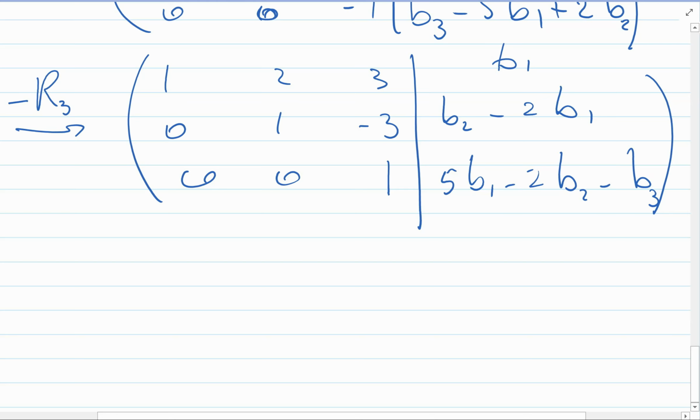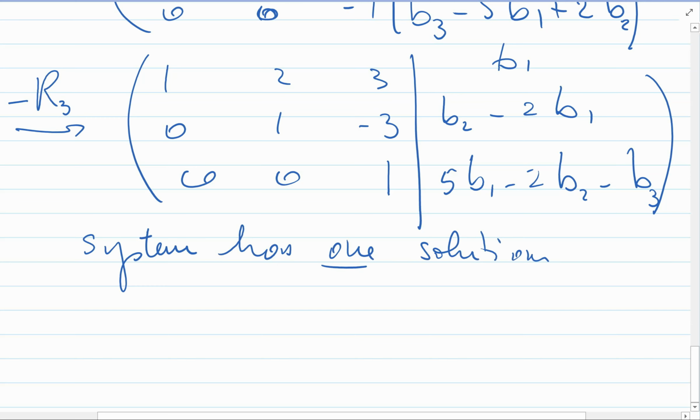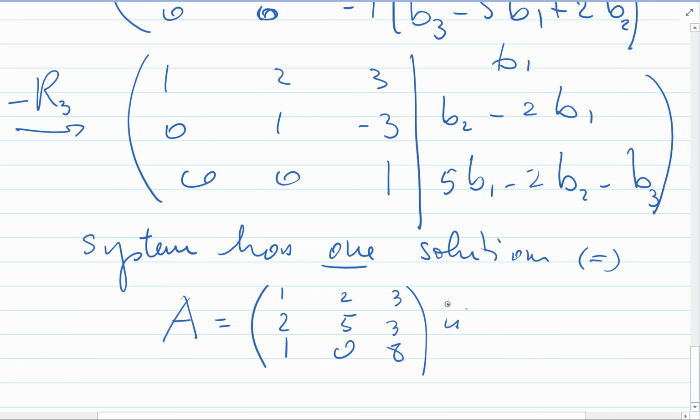So the system here, we can see this, has one solution, independent of what b1, b2, b3 are, which is the same as saying that the coefficient matrix 1, 2, 1, 2, 5, 0, 3, 3, 8 is invertible. So we have an inverse. Okay, it is invertible. Great.